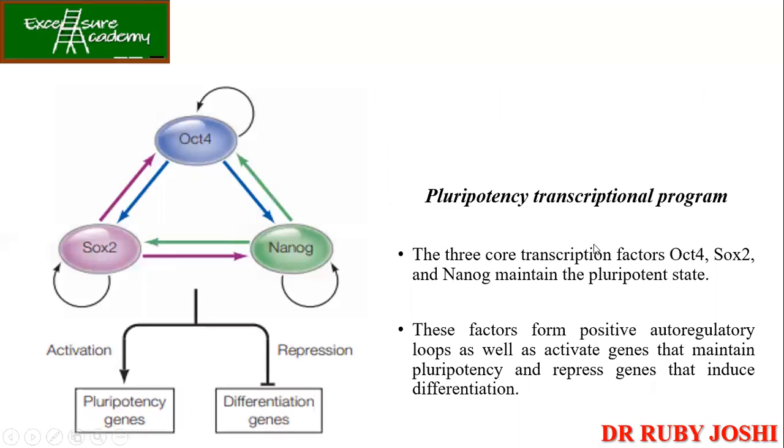Now, pluripotency transcription program. So these are the core transcription factors which are required: OCT4, SOX2 and NANOG, which maintain the pluripotent stage. So these factors form the positive autoregulatory loops as well as activate genes which will maintain the pluripotency and repress the genes that induce differentiation. So now you know, जब तक ये एक दूसरे को induce करते रहेंगे, these 3 transcription factors will maintain the pluripotency of that particular cell.